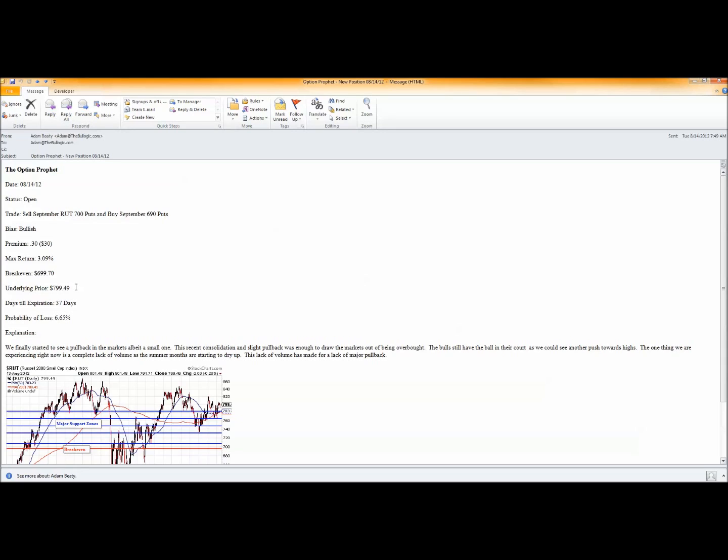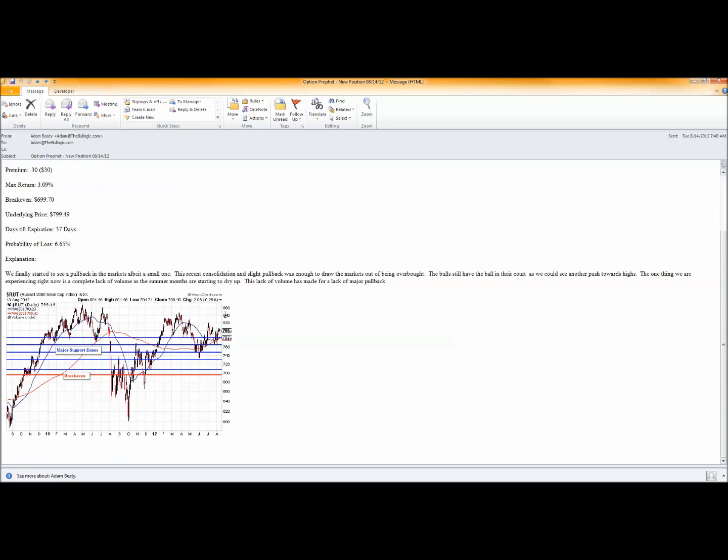Our underlying price at the time was $799.49. Gave us a little bit over 100 points. Days to expiration, we had 37 days left when we put this position on. Typically, we look for front month or next month strategies. We also use weeklies in our newsletter. Our probability of loss was a little over 6%, a little over 6.5%. We typically shoot for anything with a higher than a 93% chance of success. That allows us to keep a consistent money coming in and still make decent money in the return.